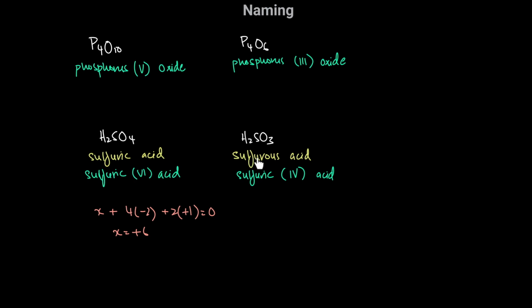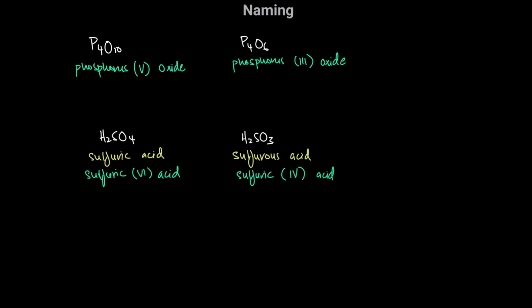Similarly, if you look at sulfurous acid, here we have sulfur is X, we have 3 oxygens which are -2, and we have 2 hydrogens +1 each. This is equal to 0 again because it's a neutral compound, and X is equal to +4. So here the oxidation number of sulfur is +4. So if we just say sulfuric acid, we're talking about sulfuric 6 acid. But when we talk about sulfurous acid, it can also be called sulfuric 4 acid.